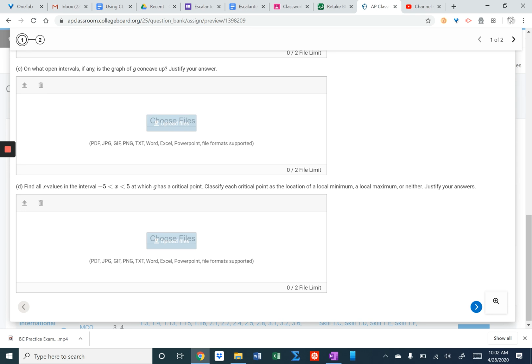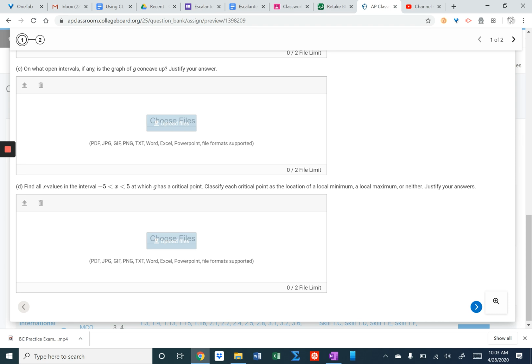I'd rather have you get 3/4 of the way through it and get maximum points on those 3/4 than get all the way through it and do poorly on half of it. You'll do better. Okay. So for part D, it says to find all of the x values in this open interval -5, 5, at which g has a critical point. And then it says to classify each critical point as the location of a local max, local min, or neither, and justify your answer. So we need to do several things here.